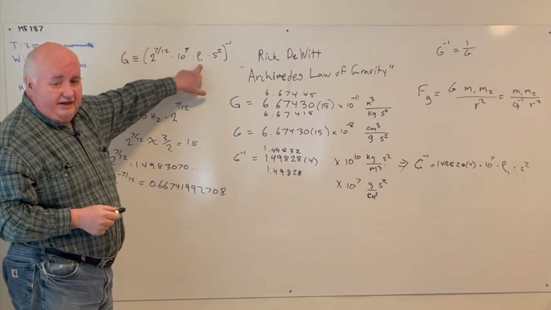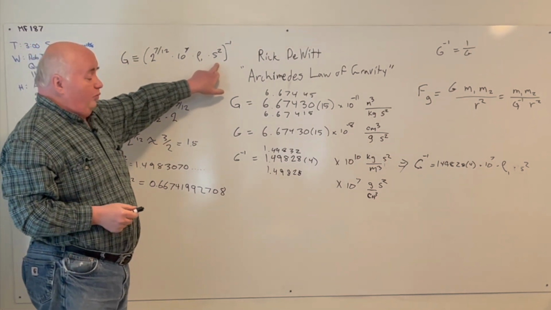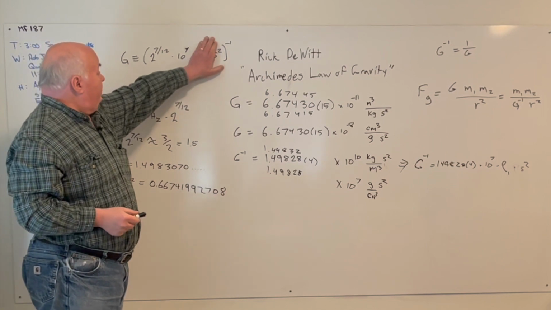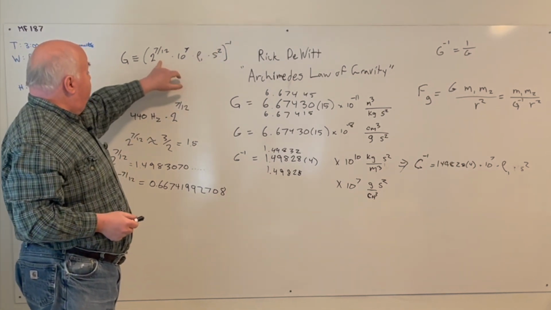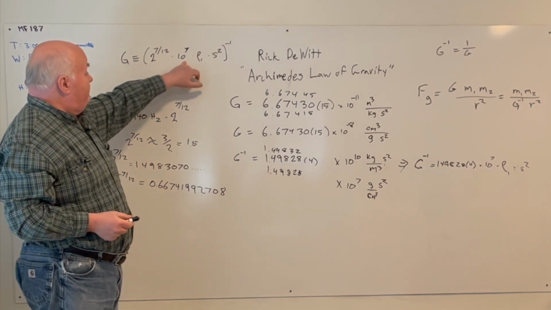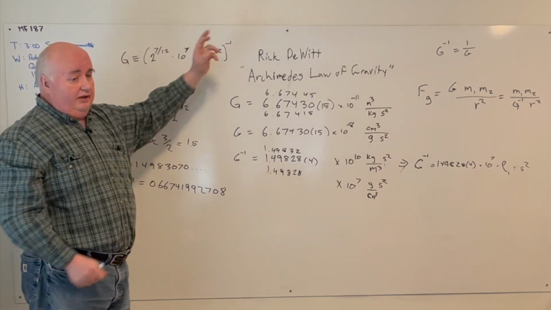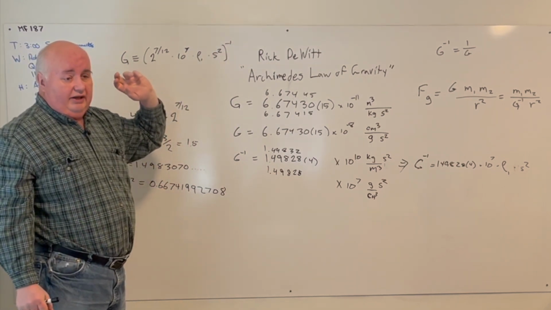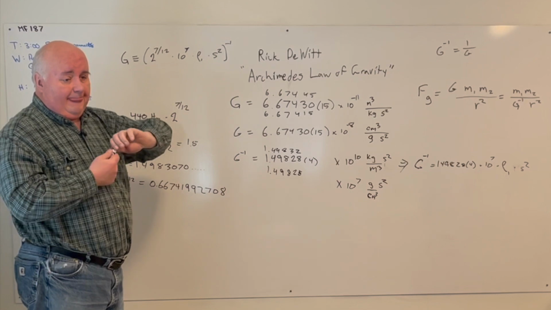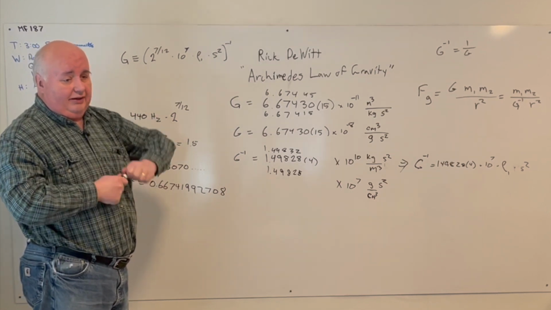The reference density is 1, and this is 1 second squared, so both of these fall out. So I get 2 to the 7/12 times 10 to the 7th power quantity inverted. Can we calculate that number? I think it's already on the board, probably.